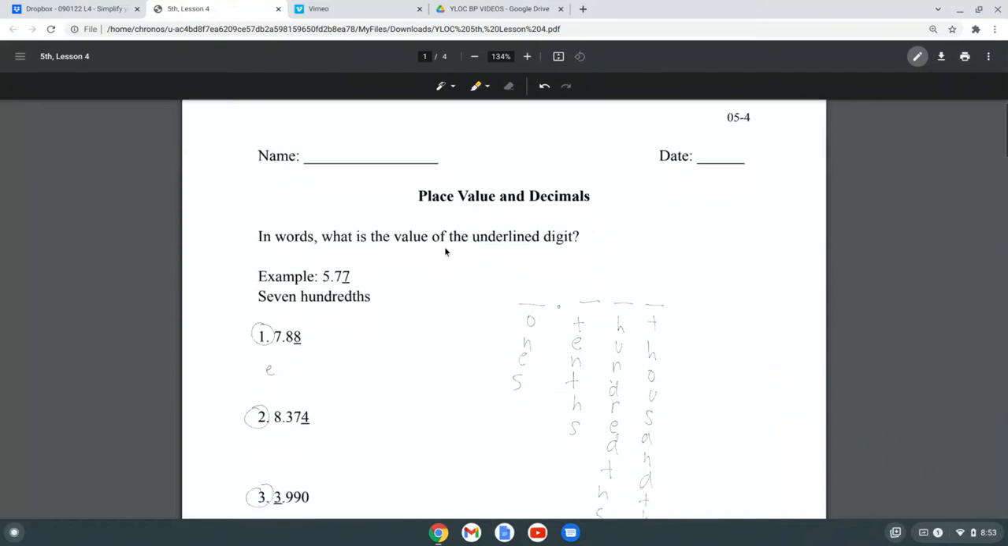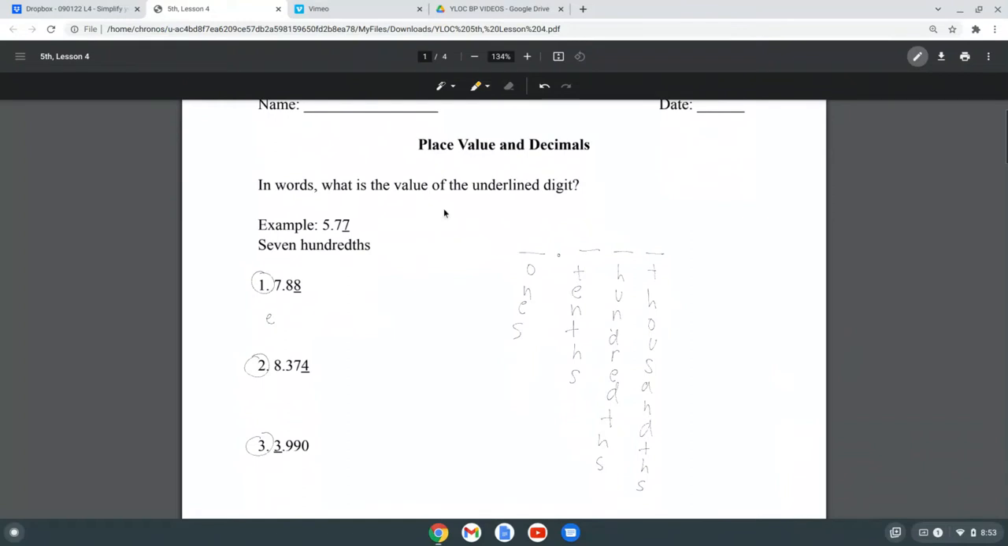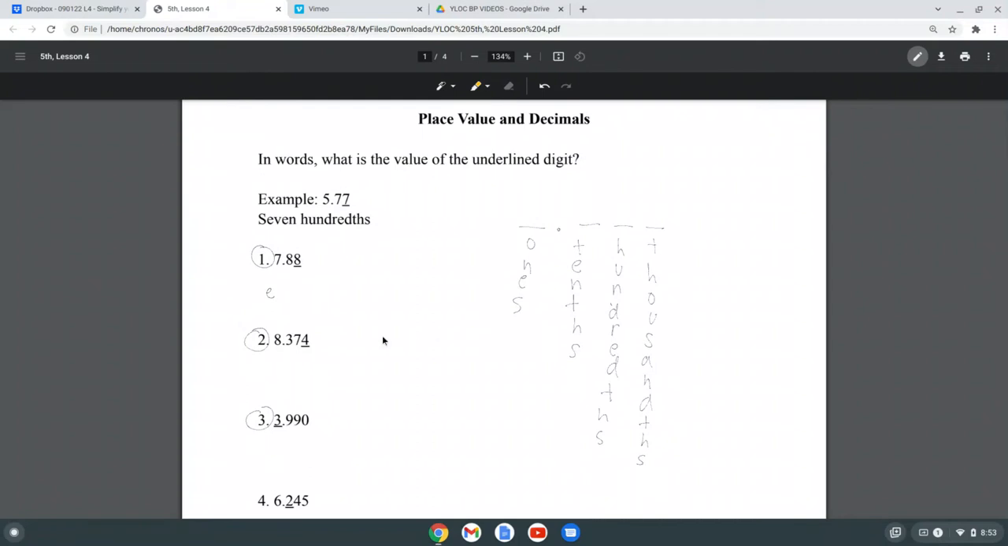In words, what is the value of the underlined digit? So here I put the ones place, the tenths place, the hundredths place, and the thousandths place. So then the first one, 7.88. So here is where 8 is, and that's the hundredths place. So we'll write 8 hundredths.